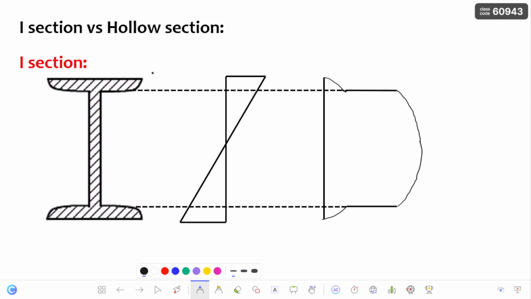The I section is proportioned in such a way that within the least possible area, it can take flexure, it can take shear, it can take axial load also. So this is a perfect section. Can you say that? Yes, it is a perfect section in which it can carry flexure, shear and also compression. That's why engineers call it a universal section. And this is regarding I section versus hollow section.